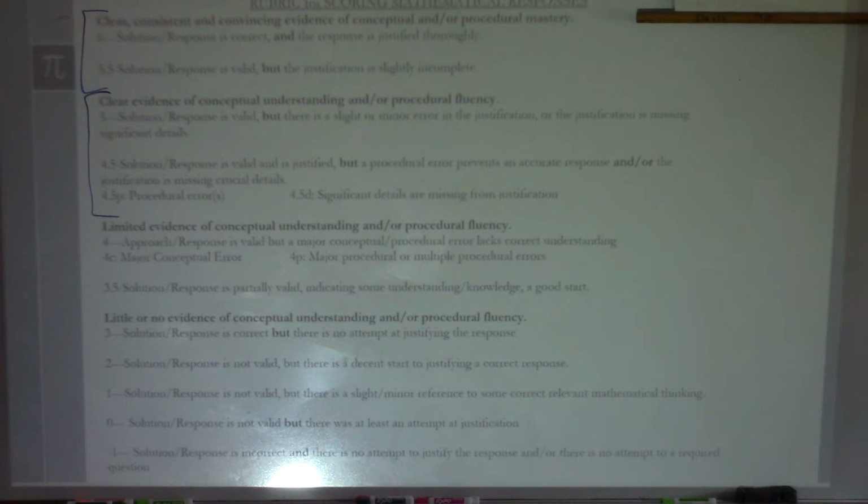If you are in the 3.5s to the 4, you're looking at limited evidence of conceptual understanding and or procedural fluency. And if you're below that, there's little or no evidence of conceptual understanding and procedural fluency. And please hear me very clearly, if you score in that bottom tier, that's not me being a jerk, that's not me telling you you suck at this. This is me telling you, hey, there's not a lot of evidence here that you understand what's happening, we need to work on that.